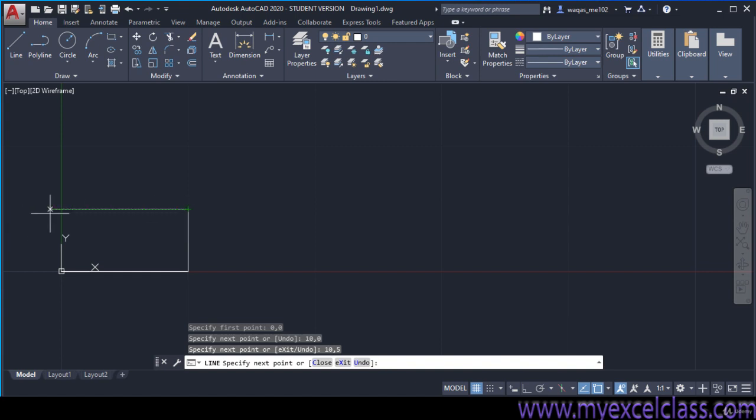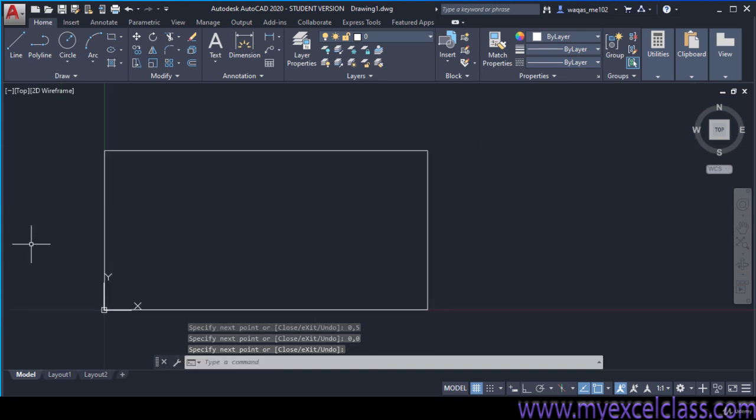And the next coordinate will be here. Obviously here the x-axis will be 0. Means the next coordinate will be 0, 5. And next will be 0, 0. So I have drawn this rectangle using the absolute coordinate system.